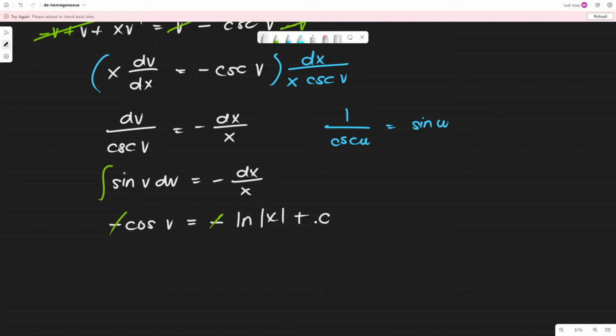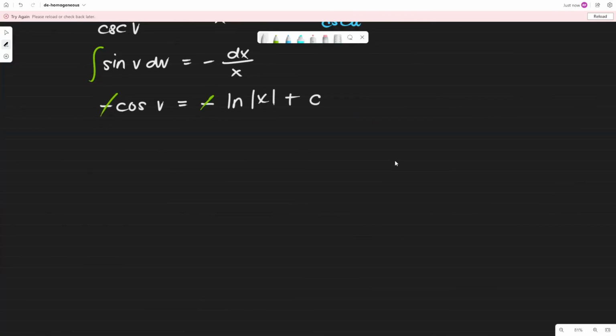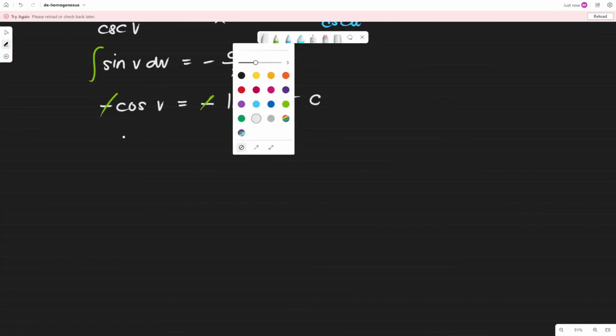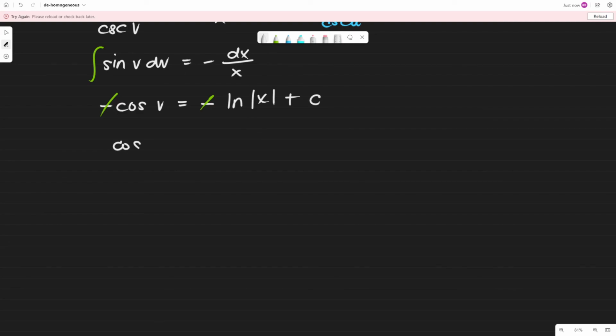Sir, why didn't you cancel the negative on the C? Actually, we can factor out the negative 1, but since it is an arbitrary constant, it does not affect the sign. So we can do this, as long as it is an arbitrary constant. If it is not an arbitrary constant, that is not allowed. Okay, so we will have cosine of y over x is equal to ln x plus c.